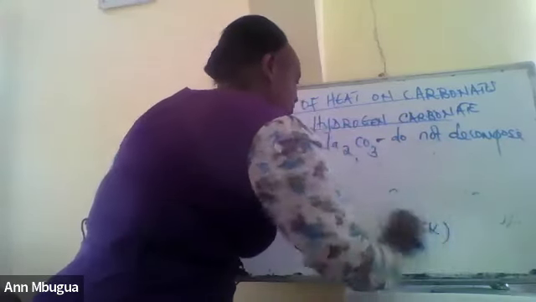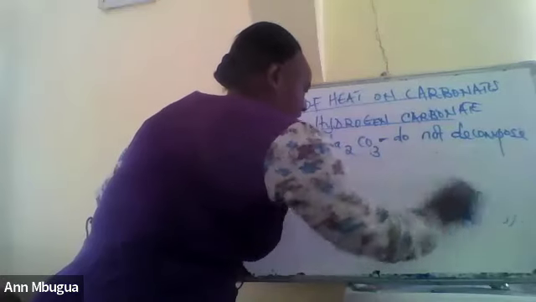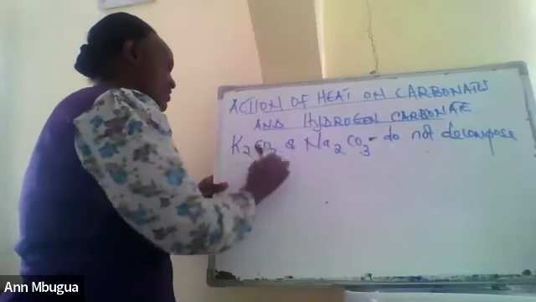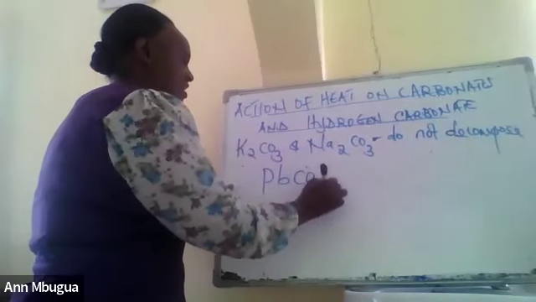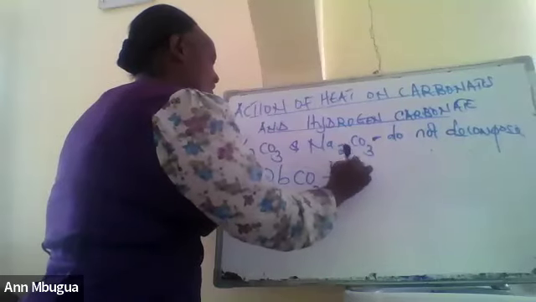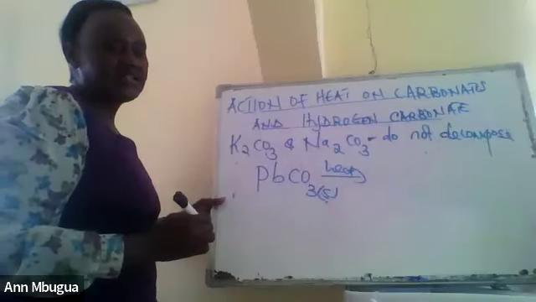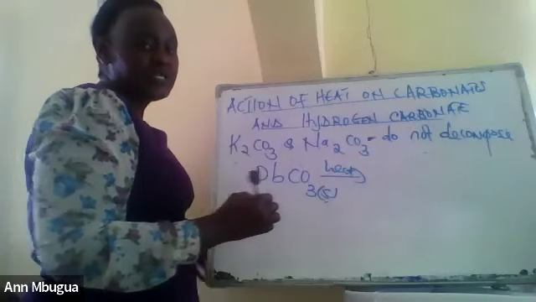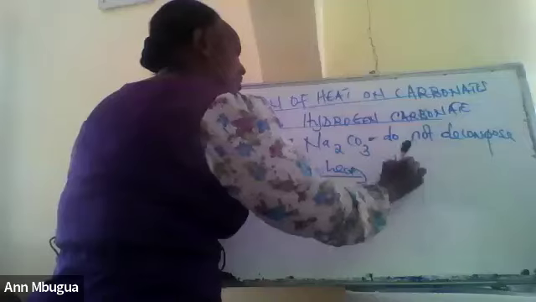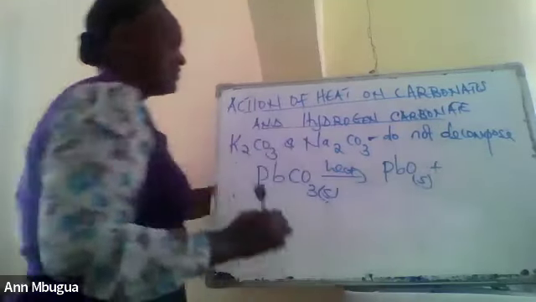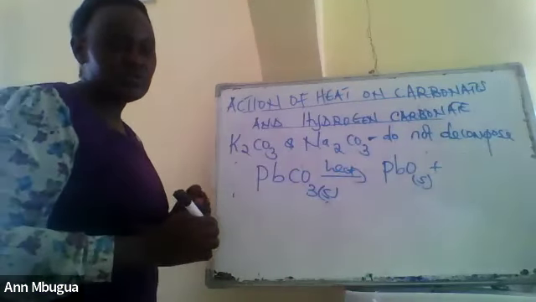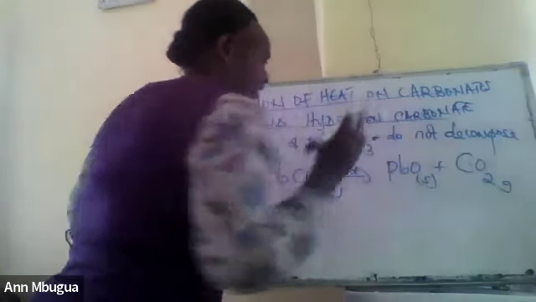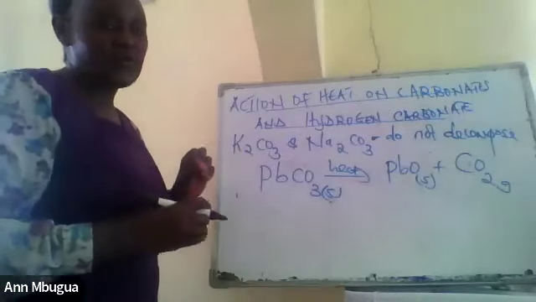Lead 2 carbonate: lead is below sodium in the reactivity series. So if heated, it undergoes thermal decomposition to give the corresponding metal oxide, which is the lead 2 oxide, and carbon 4 oxide.